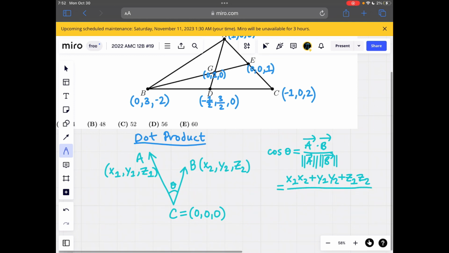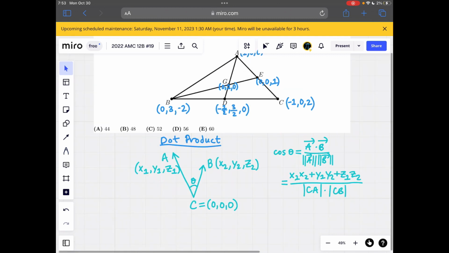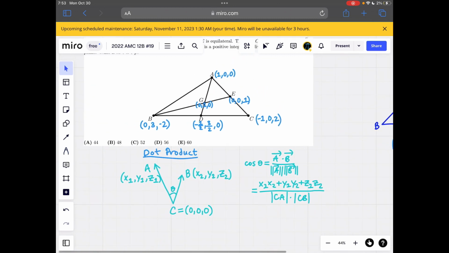And the product of the magnitudes of A and B is just equal to the distance CA times the distance CB, which is just the square root of x1 squared plus y1 squared plus z1 squared times the square root of x2 squared plus y2 squared plus z2 squared. So we can use that here. If B is equal to 0, 3, negative 2, C is equal to negative 1, 0, 2, and A is equal to 1, 0, 0, we can just shift everything over by 1, 0, and negative 2 so that C is now the origin. And then we can use exactly this formula to find cosine C.